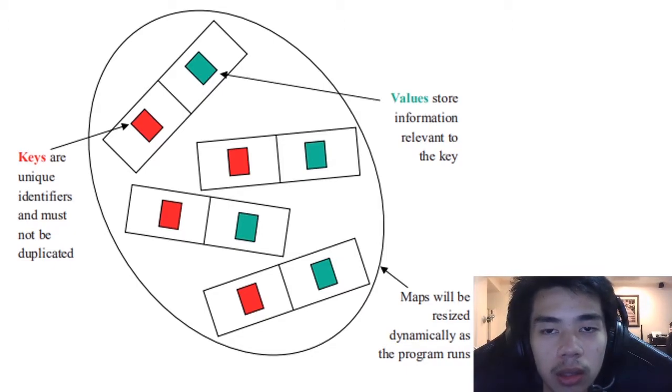Take note that the key is unique and it cannot be duplicated, while the values can store multiple pieces of data. One example of the maps would be an address book, where the key would be the name of the person and the values are their address, phone, or email, and other information.